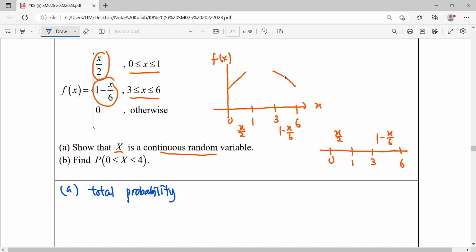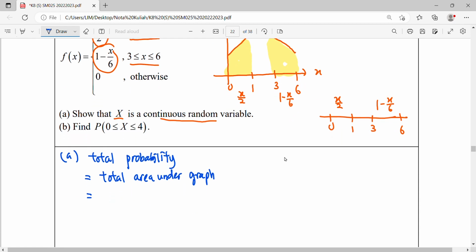Because this is continuous random variable, your probability is represented by area under the graph. So which means this. Ini kawasan probability kamu. Ini kawasan probability kamu. Cuba cari kawasan ini. Cukup tak satu? Kalau cukup satu, ya, continuous random variable. So how to find this?